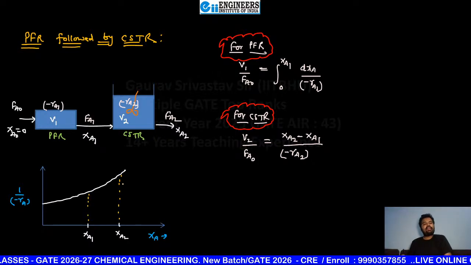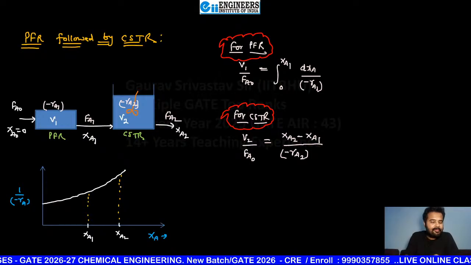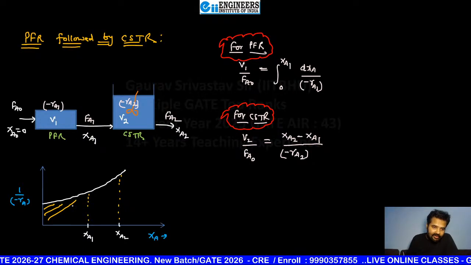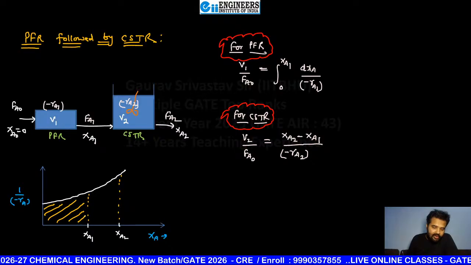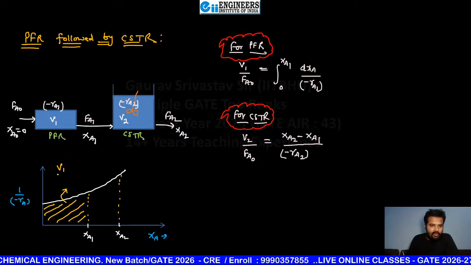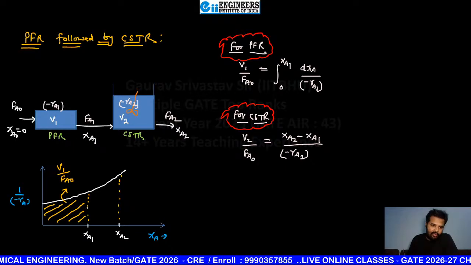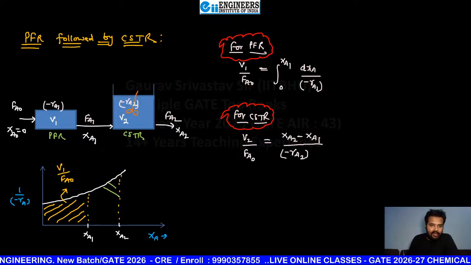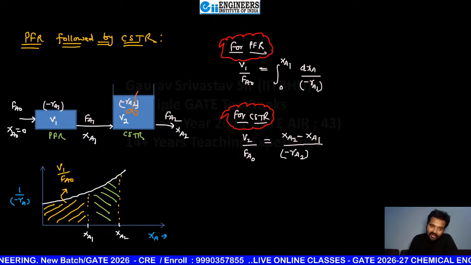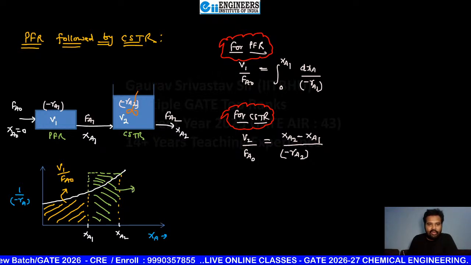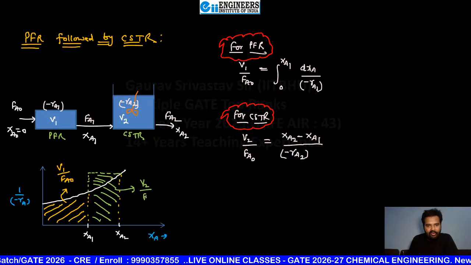Now again a typical diagram I am making for 1 by RA versus XA. So first one is PFR. So बेटा this area under curve, एक बार बता दो सभी को क्लियर है ना? वो डाउट है तो प्लीज पूछ लो। This area under curve is going to give you the value of V1 by FA0. Okay, and this area under curve, no, this time not area under curve, this is CSTR. So you have to make a rectangle, this area now. This complete area now gives you the value of V2 by FA0.